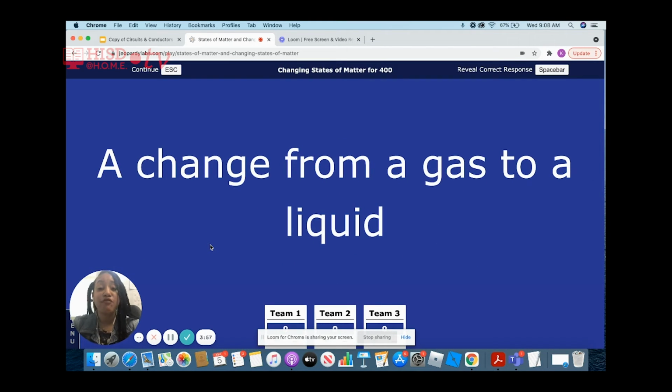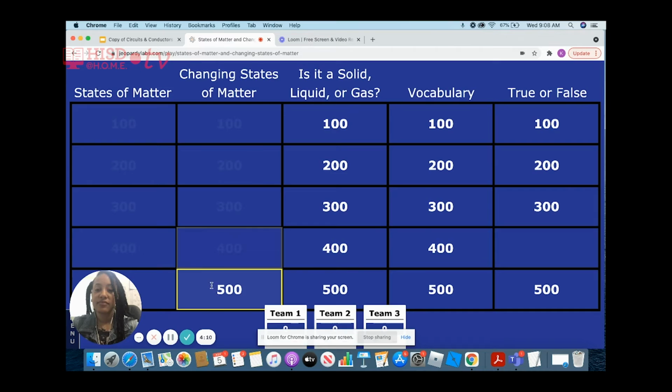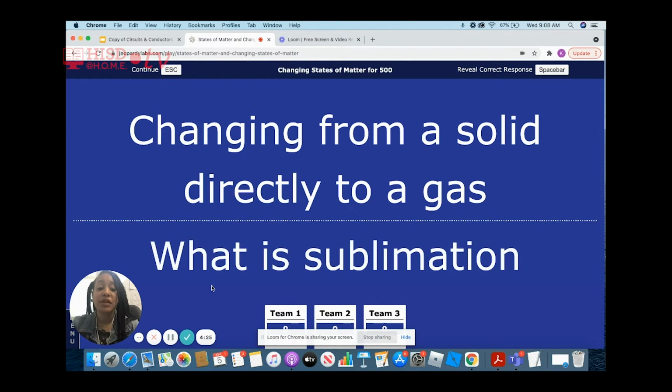Changing states of matter for 400. A change from a gas to a liquid. Correct. When we change from a gas to a liquid, it is called condensation. Changing states of matter for 500. Last question. Changing from a solid directly to a gas. Right. When we change from a solid directly to a gas, we call that sublimation.